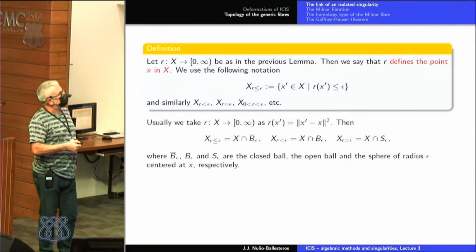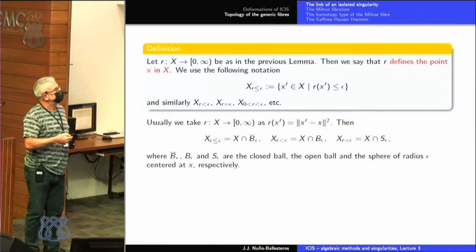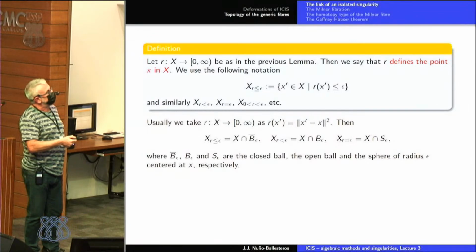In fact, usually we take the function R as the square modulus, the distance squared of X prime minus X. So the inverse image of 0 is, of course, the point X. In that case, this notation is nothing but the intersection of X with the closed ball, the open ball, or the sphere: the Euclidean sphere, the Euclidean ball, or the closed Euclidean ball. But it's better to keep this a general function R.